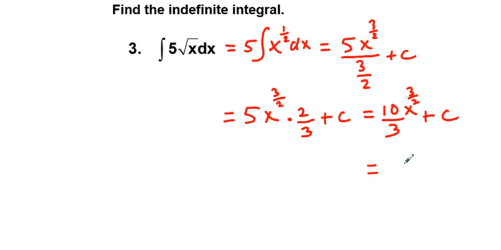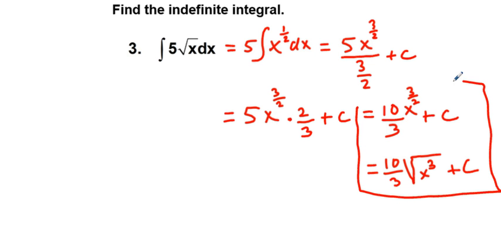And if we wanted to, we could call this 10/3 square root of x cubed plus c. Either one of these, I'm pretty okay with either one of these. You can actually take the square root of x and put the cubed on the outside of the square root here. Anyway, so that's problem number 3.